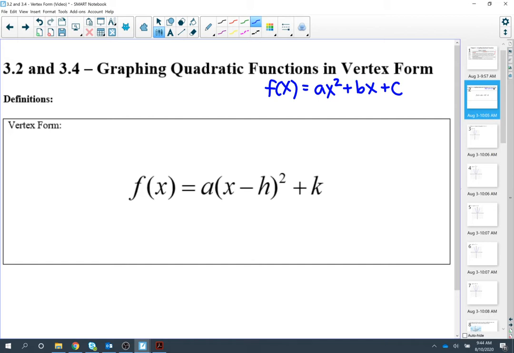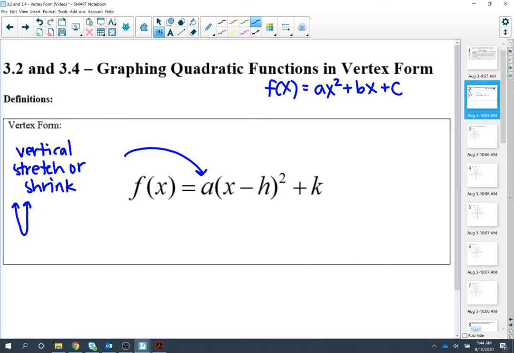So the first thing I'm going to address is this a value. And this a value is either a vertical stretch or shrink. Okay, now vertical stretch or shrink, if you did your activity, made your graph either appear skinnier or wider. So a vertical stretch is going to make your parabola do something like this. This is your stretch. Versus a vertical shrink kind of makes your parabola do something like this.